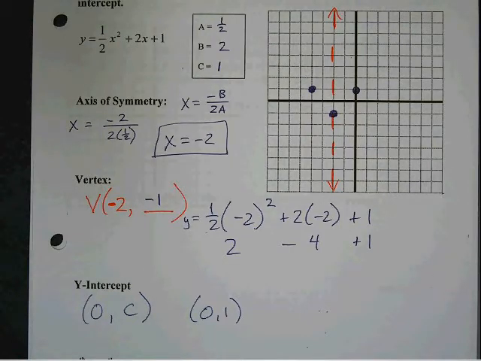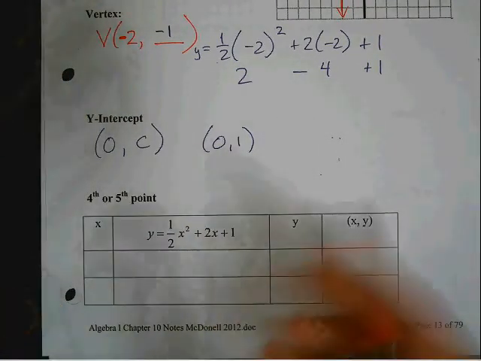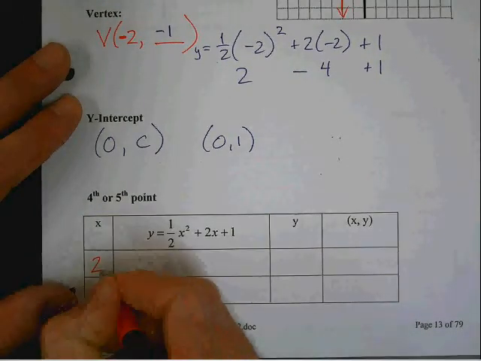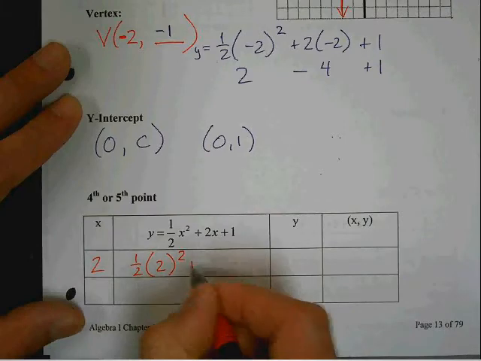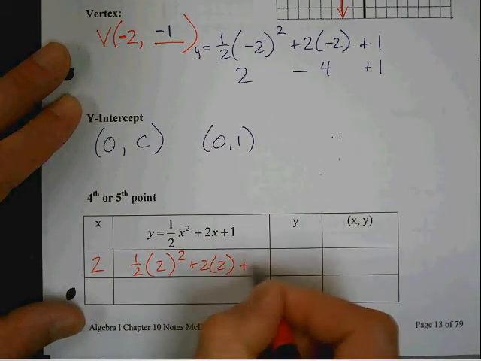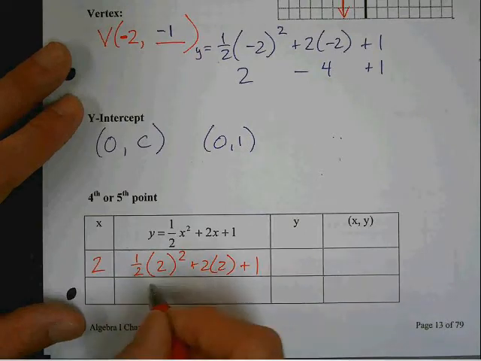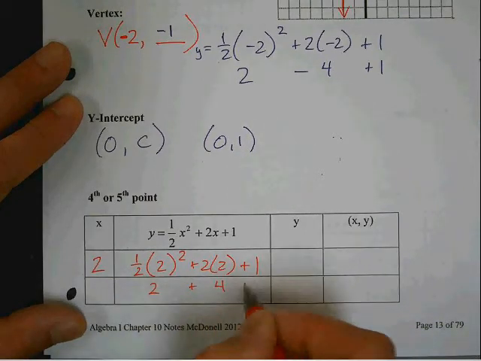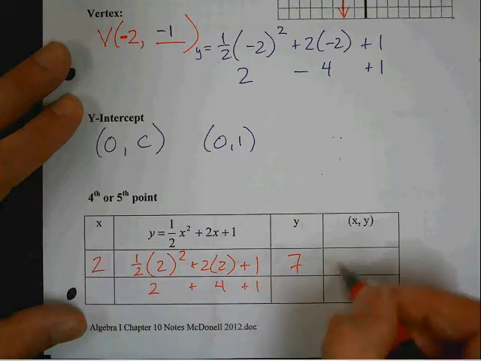All right, slide down here to the bottom. Now, is it wrong if you choose something in the middle? No, we're just trying to get a basic shape. 2 squared, 2 times 2 plus 1. Let's see. Half of 4 is 2. I get 7, is that right? I hope I'm on the graph.